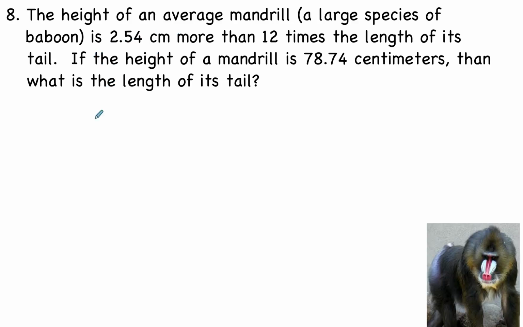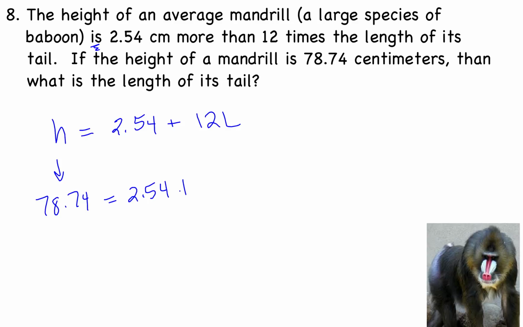It says the height, I'm going to call that h, is, in math, means equals, and it is 2.54 centimeters more than, so we're going to add that to 12 times the length of its tail. Okay, so L is the length of his tail, H is the height of the mandrill. If the height, they're telling us, is 78.74, and that's equal to 2.54 plus 12 times the length, we want to know what's the length of his tail.